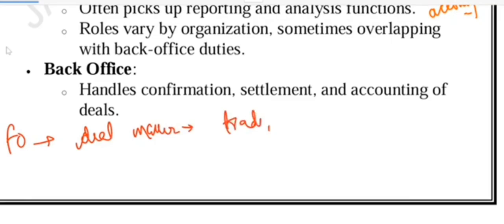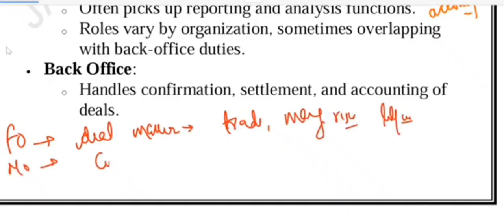Then we talk about the middle office. So middle office, they are the controller. They ensure that the risk which is taken is within the limits. So they report, they monitor, and they help maintain checks. Okay, that is middle office.